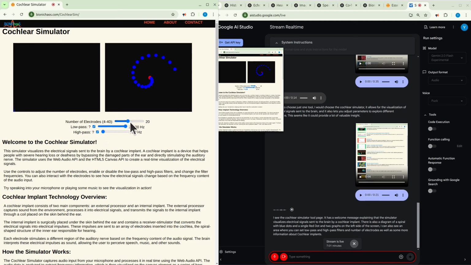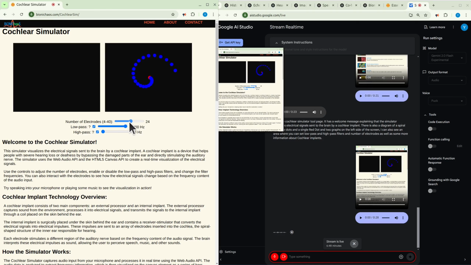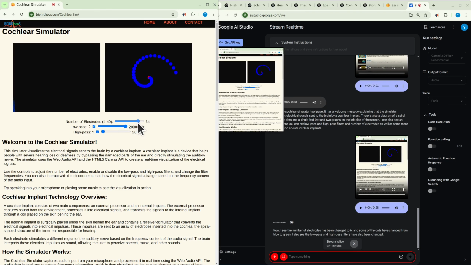I can also see an area where you can set low-pass and high-pass filters and number of electrodes, as well as some more information about cochlear implants. Okay, what's happening now? Now I see the number of electrodes has been changed to 6, and some of the dots have changed from blue to green. I also see the low-pass and high-pass filters have also been changed.